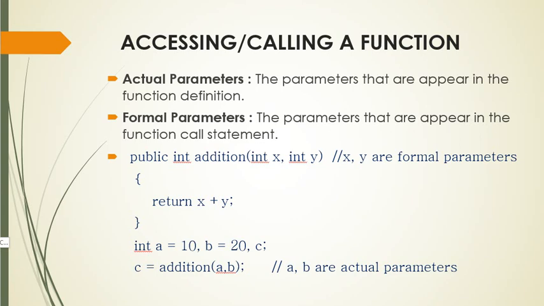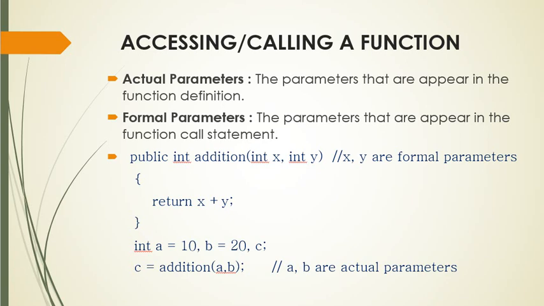The parameters that appear in the function definition are called formal parameters, and the parameters that appear in the function call statement are known as the actual parameters. So just see that in this example, public int addition(int x, int y), here x, y are the formal parameters, and from where the function has been called, c = addition(a, b), we have passed the values a, b. So a, b are the actual parameters, whereas x, y are the formal parameters.